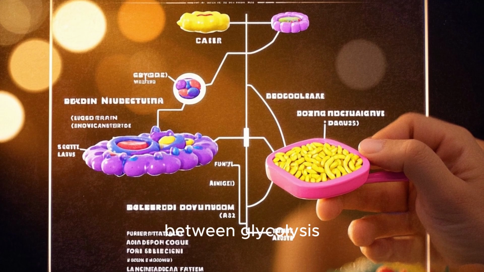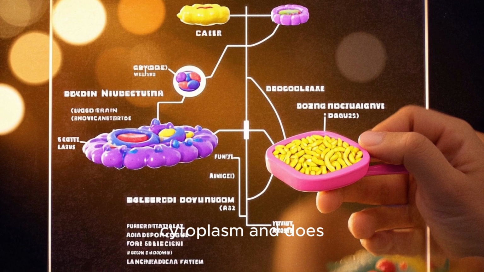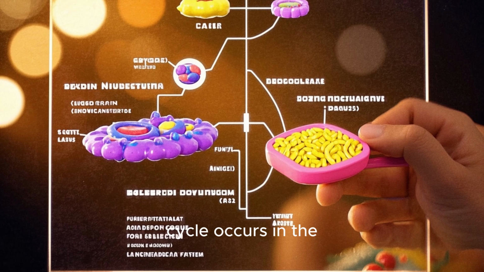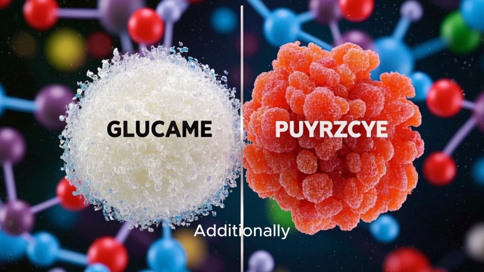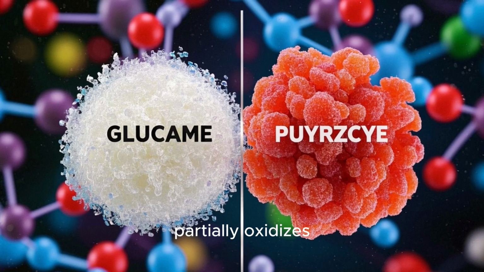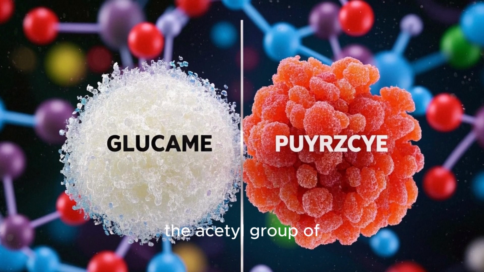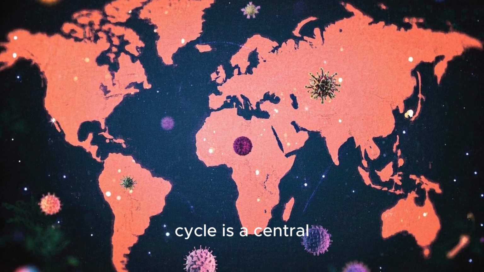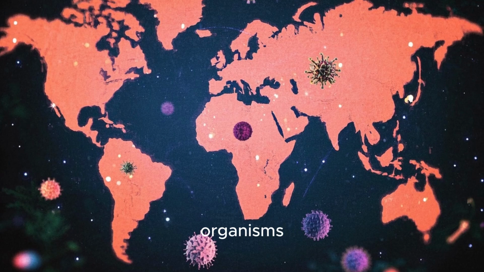The main difference between glycolysis and the Krebs cycle is that glycolysis occurs in the cytoplasm and does not require oxygen, whereas the Krebs cycle occurs in the mitochondria and requires oxygen. Additionally, glycolysis only partially oxidizes glucose, whereas the Krebs cycle completely oxidizes the acetyl group of pyruvate to carbon dioxide and water. Although the Krebs cycle is a central metabolic pathway, it is not universal among all living organisms.